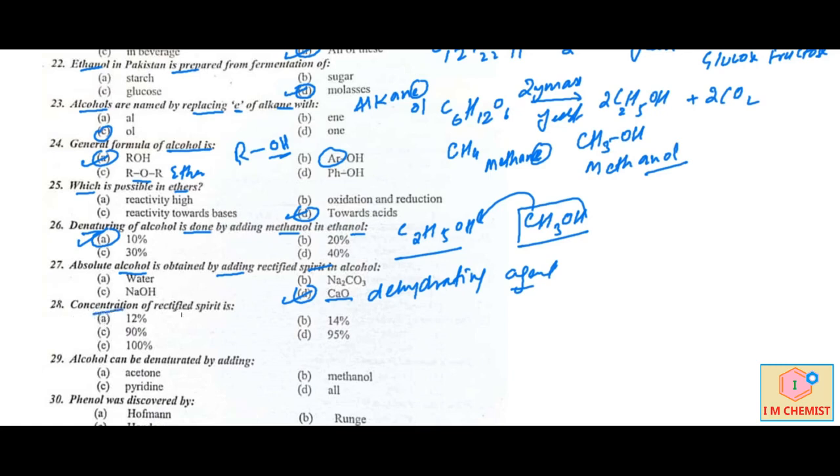MCQ number 28, concentration of rectified spirit is. So concentration of rectified spirit is 95%. So option number D would be correct.